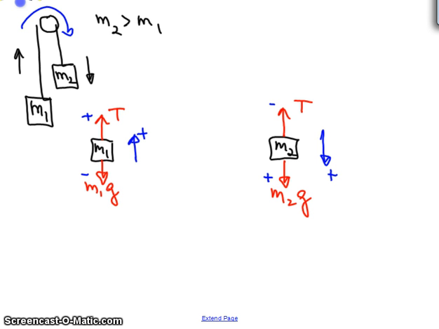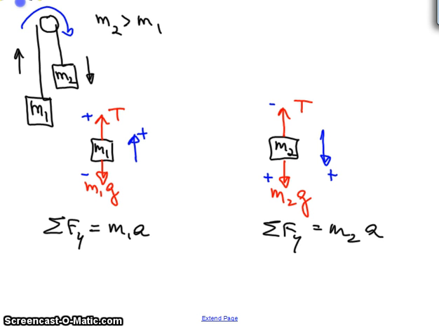All right, so now we're going to write Newton's laws down. And we don't have any X forces, so that simplifies it a lot. We only have forces in the Y direction. So we're going to write the sum of the forces in the Y equals M1A, and the sum of the forces in the Y equals M2A. And that's it. There are two forces in the Y direction for each mass. Where the difference arises is when they're plus or minus.